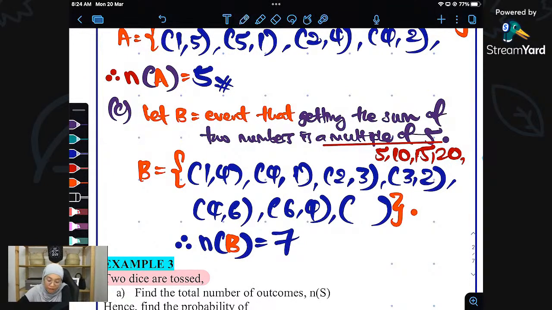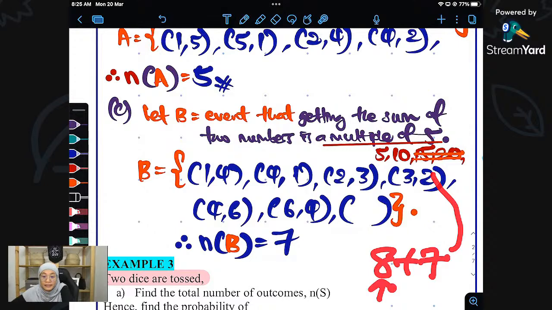The multiple of 5. The multiple of 5 is you get 5 or 10, but you will never get 15. You won't get 15, 20 because in our numbers we only have up to 6. You understand? Because we don't have 8 plus 7, 15. No. We don't have the number 8 in our sample space.